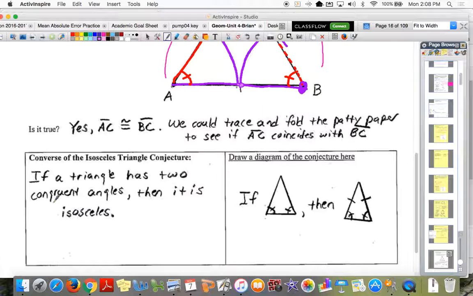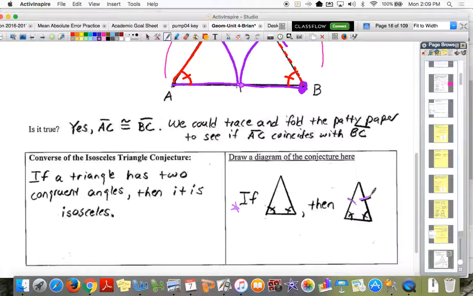So hopefully sketch out this little diagram over here as well. We're saying if this is true, if we have two angles congruent, then we automatically know that the two legs of the triangle are also congruent.